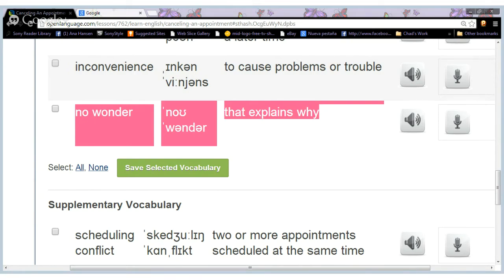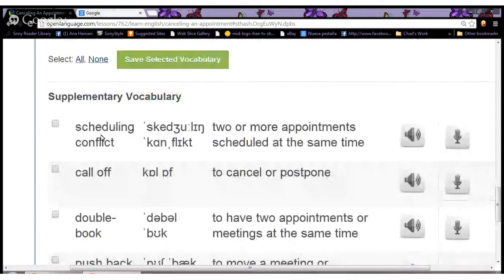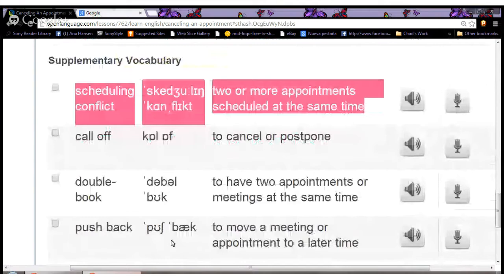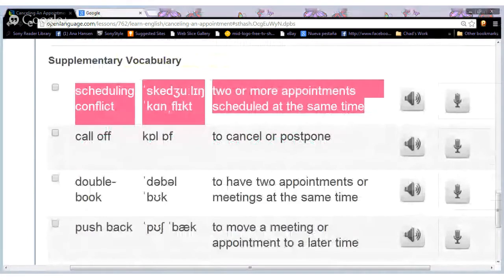Okay, good. Let's go back down to Amparo. This word, please. Scheduling conflict. Two or more appointments scheduled at the same time. Okay, good. So a scheduling conflict is a popular way to say, uh-oh, I'm in trouble. I have too much happening at one time. Okay, all right, let's go to Francisco.